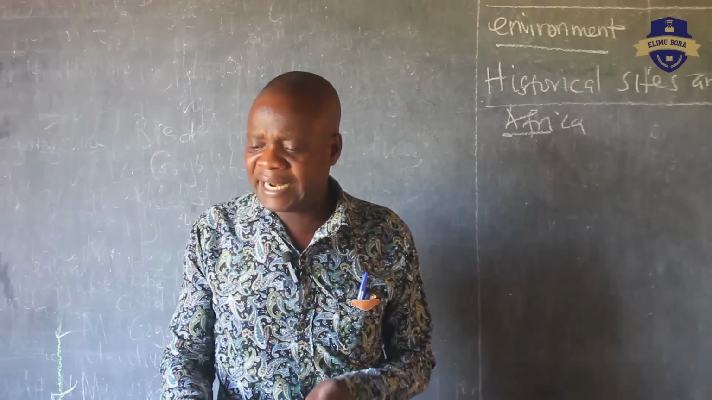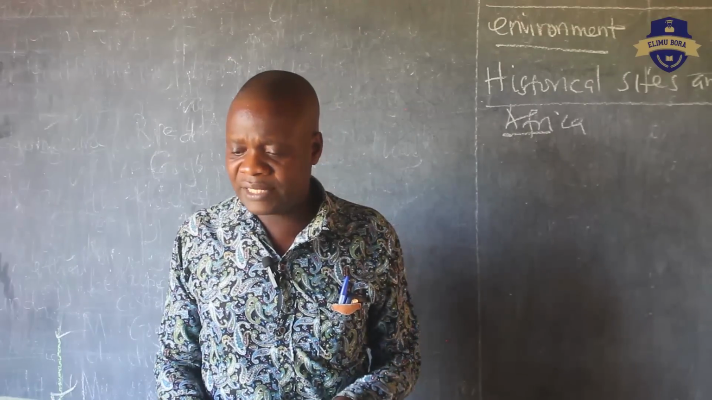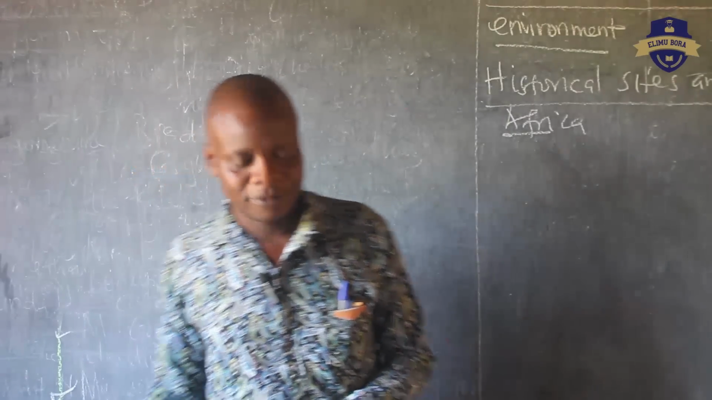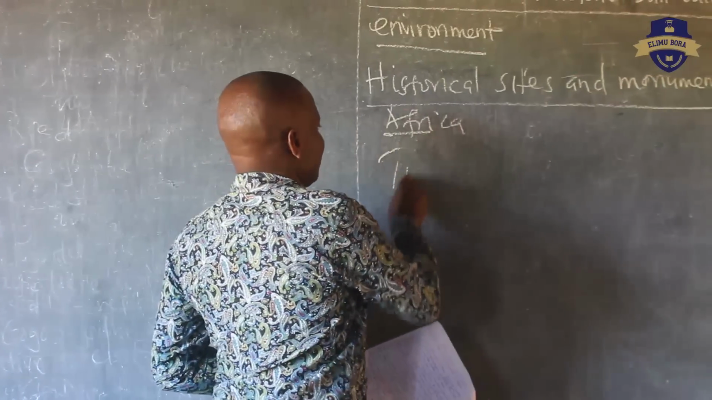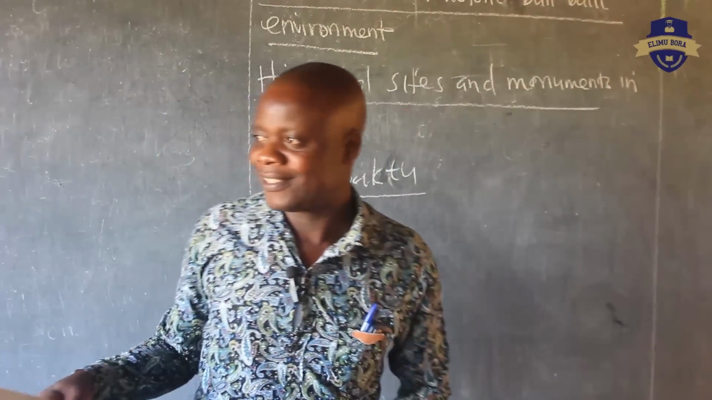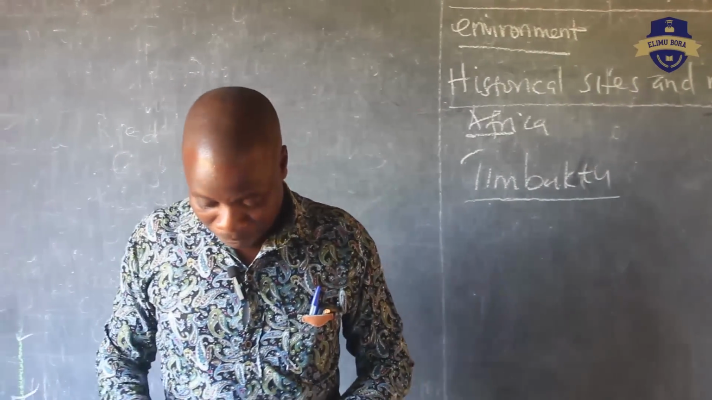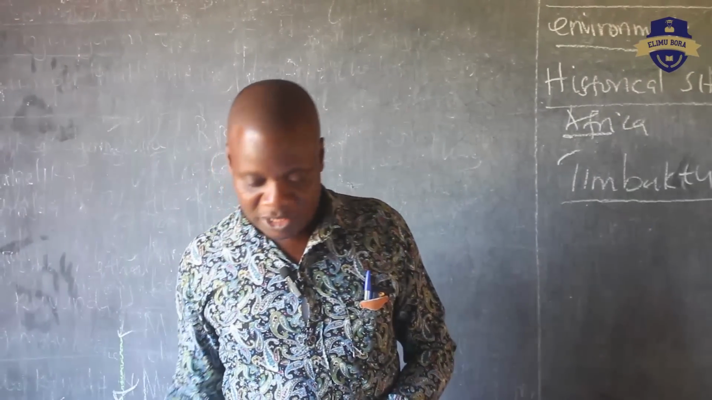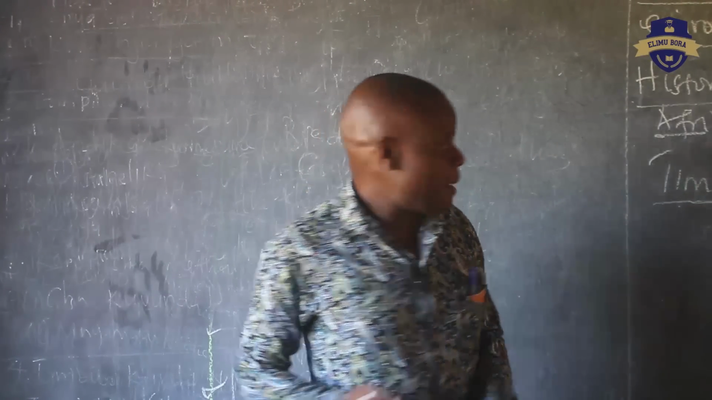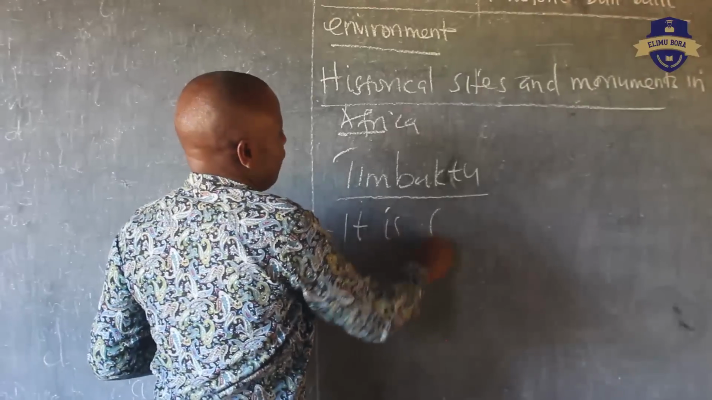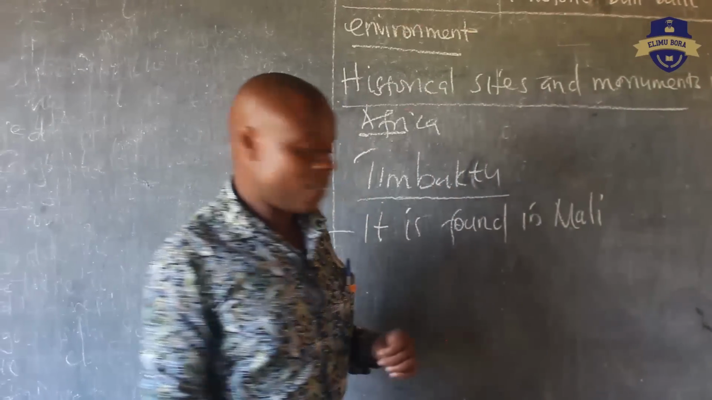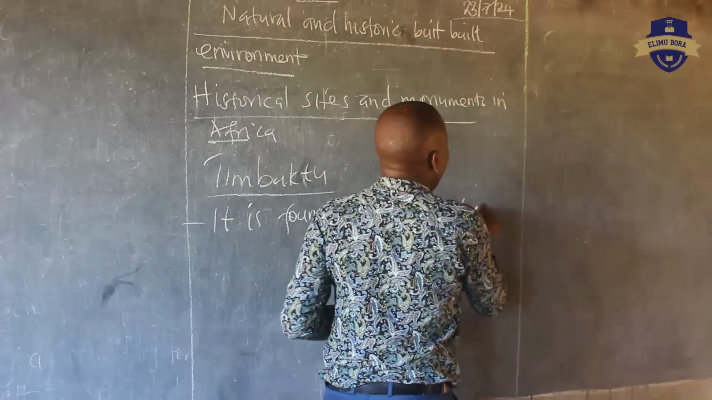Now, in addition to what we learned yesterday, allow me to also introduce this. Can you write something to do with Timbuktu? Can you say Timbuktu? So Timbuktu is in Mali, right? Let us look at Timbuktu in Mali. Say it is found in Mali. So Mali, that is in West Africa.